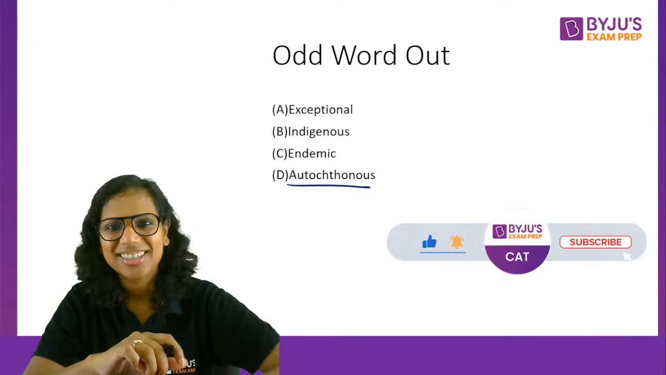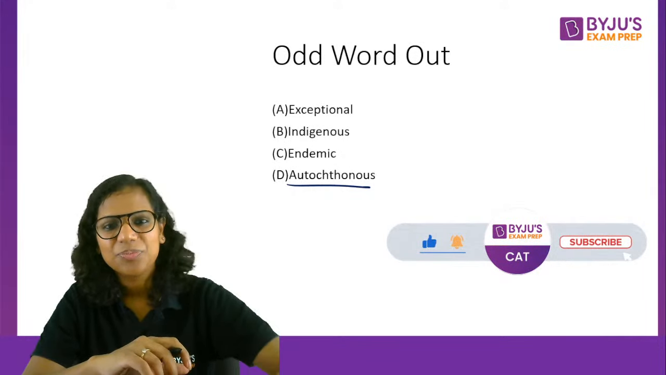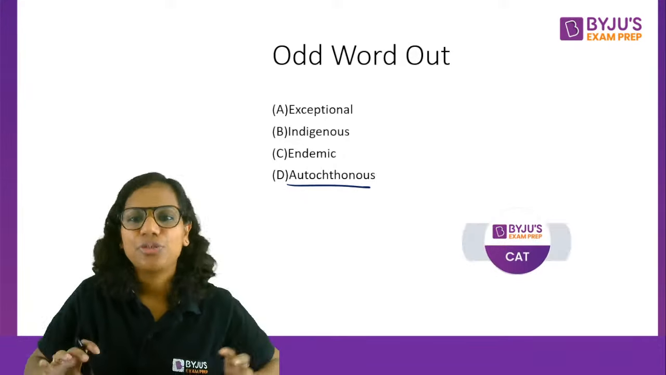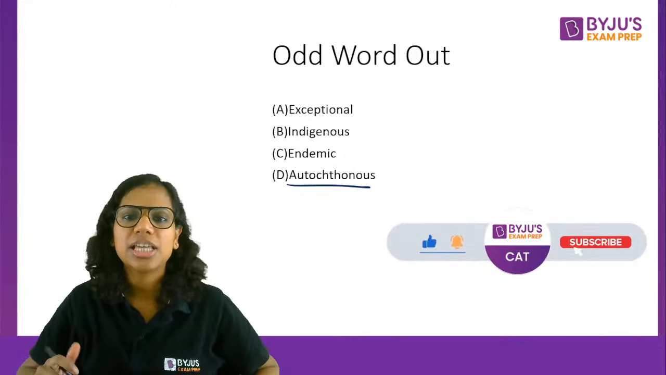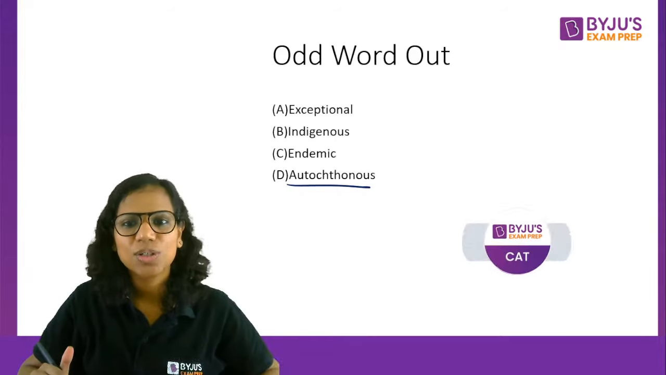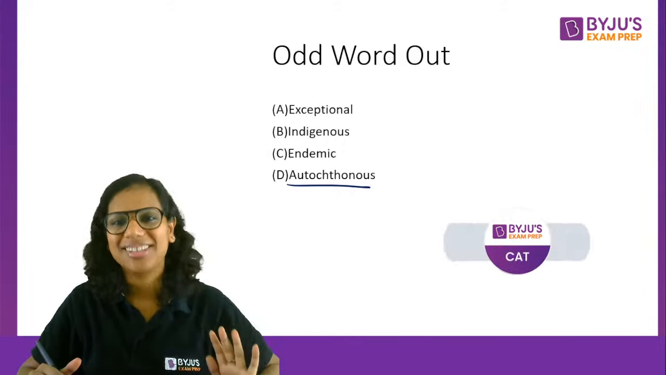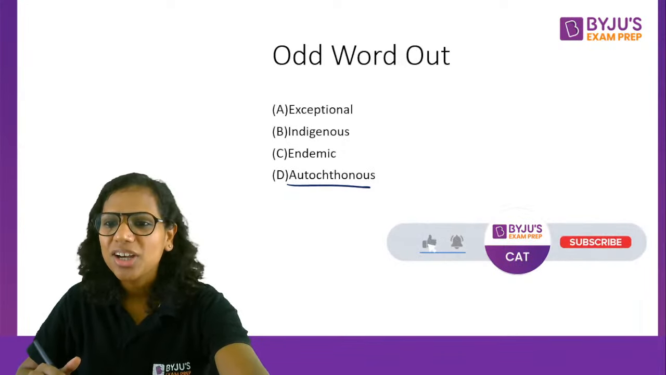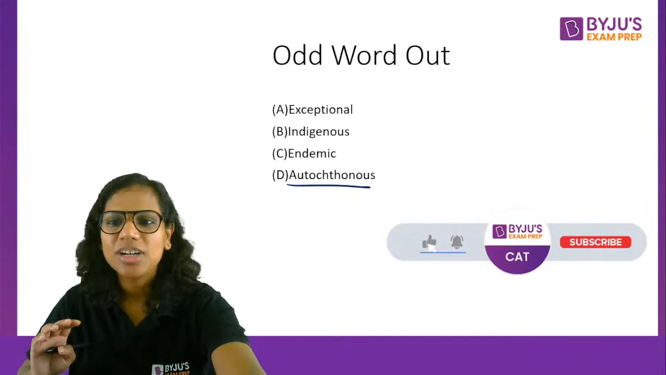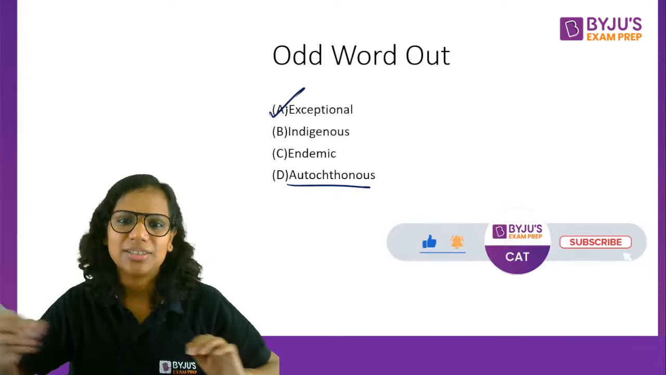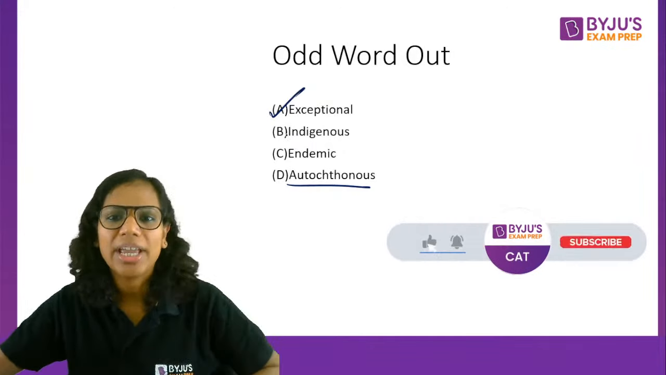Okay. So this one is slightly different. This question is slightly different in the sense that you do not have exact synonyms, but a group of related words, and one of them is highly unrelated, right? So two of you have got this correct, Vaibhav and others. The answer is A, exceptional. Why? Let's have a look.